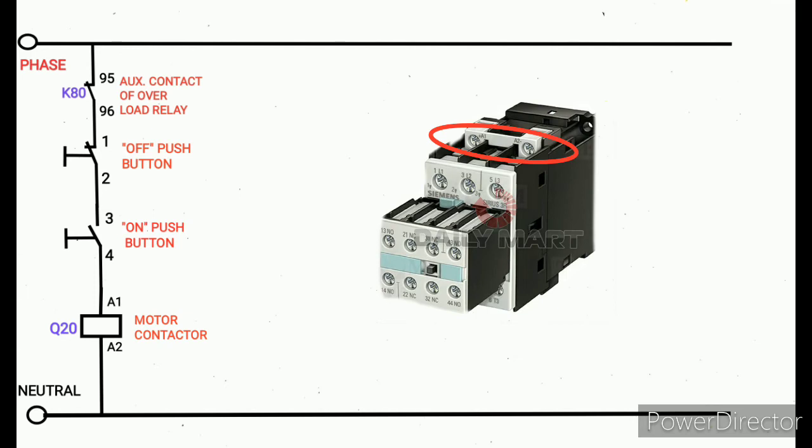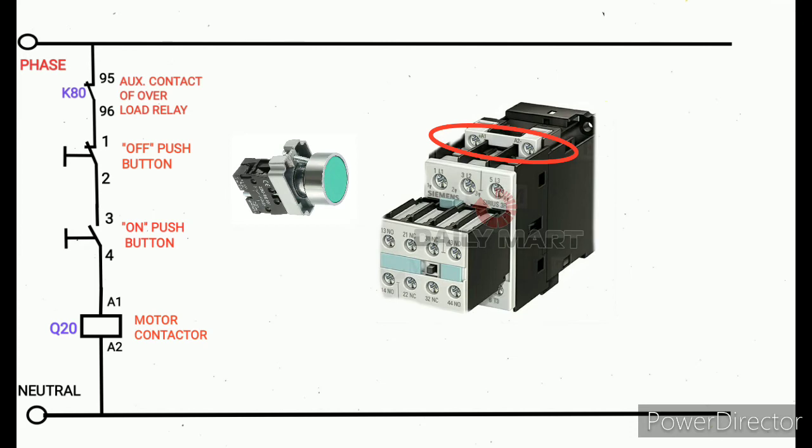Now listen carefully. The phase supply is in series with K80 95 96. Then OFF push button 1 and 2 are both NC. So the supply comes to ON push button number 3. After that, if we press the push button, it comes to 4. So the motor contactor will get supply, but what is the matter, if you release the push button it goes back to its normal position.